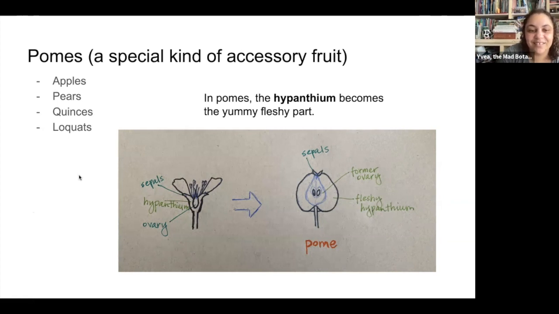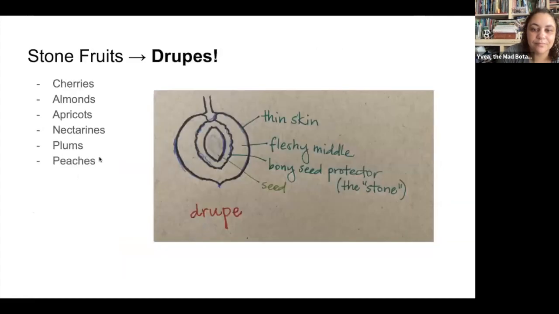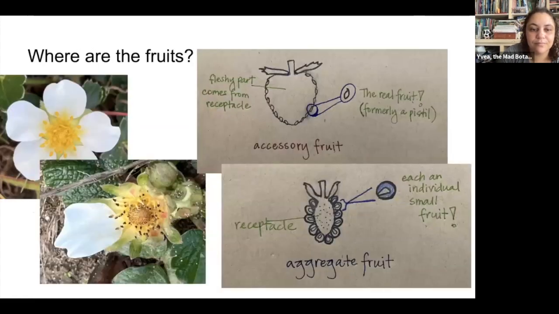I had a question myself. So you mentioned that with an accessory fruit like a strawberry, it's considered false fruit because the majority of the part we eat was not made by the pistil. So does that mean that the strawberry didn't necessarily have to be pollinated to form the fruity part that we eat?